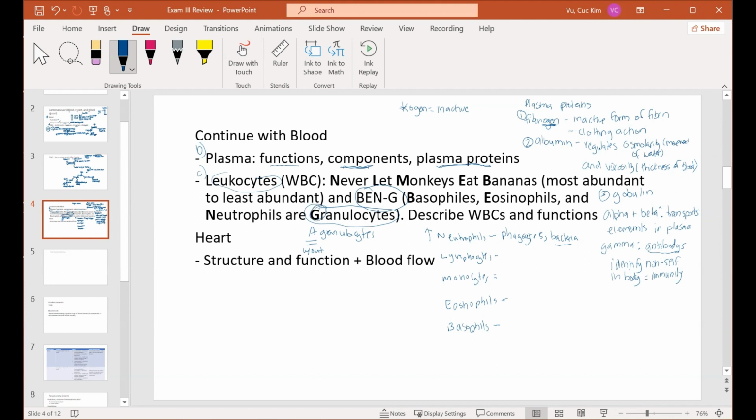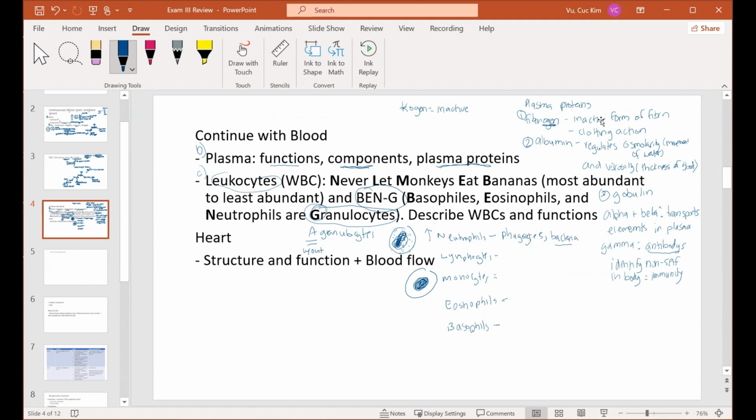So here's a neutrophil. Neutrophil has a multilobular nucleus. And then they will have these granules inside of them. And that's what makes them granulocytes. Where monocytes down here have this pretty decent sized nucleus, but there's no granules inside of them. So that's a distinction between granulocytes and agranulocytes.